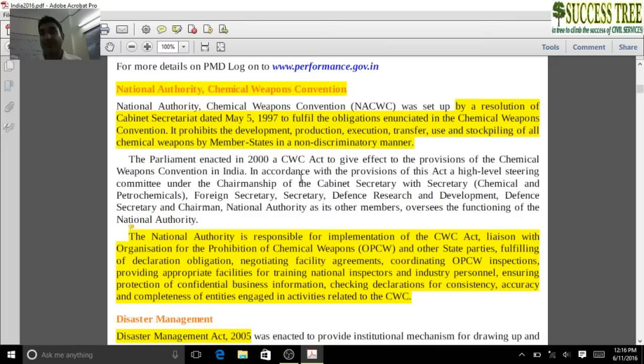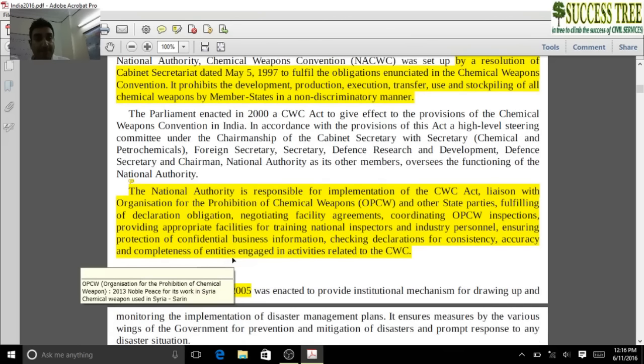So from the Indian perspective, the question can come up: which authority do we have to comply with the Chemical Weapons Convention? We have the National Authority Chemical Weapons Convention, which is mandated to perform tasks under the Act. We have the Chemical Weapons Convention Act 2000. So it's statutory; it derives its power statutorily.